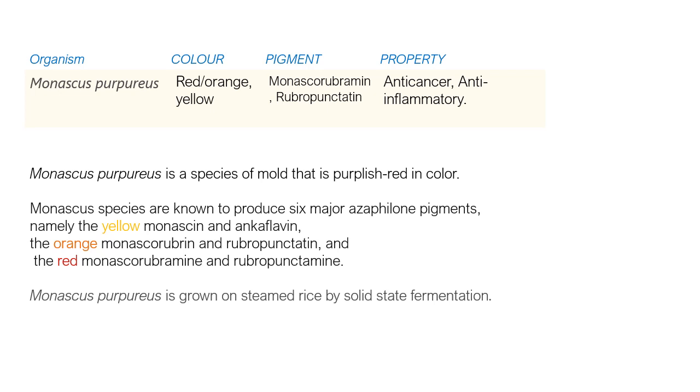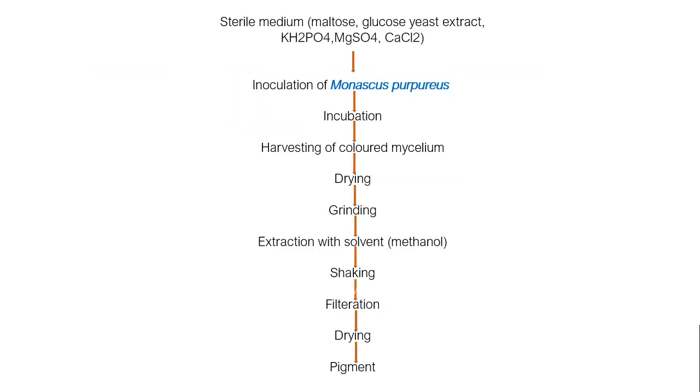So the 6 major pigments which are produced are: yellow, that is the pigments monascin and ankaflavin; then the orange ones, monascorubrin and rubropunctatin; then the red ones, the pigments named monascorubramin and rubropunctamin. The method for the production of pigment is solid state fermentation using rice.